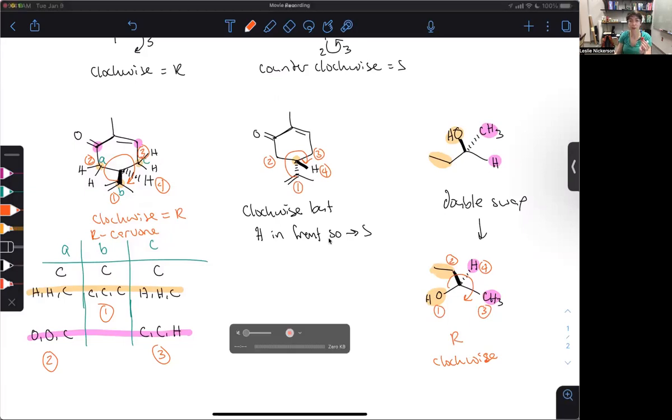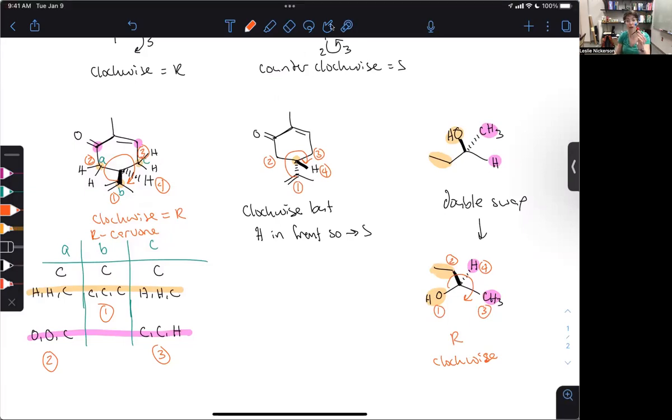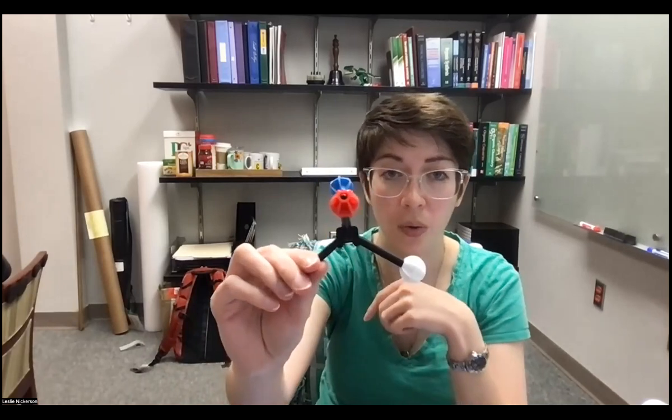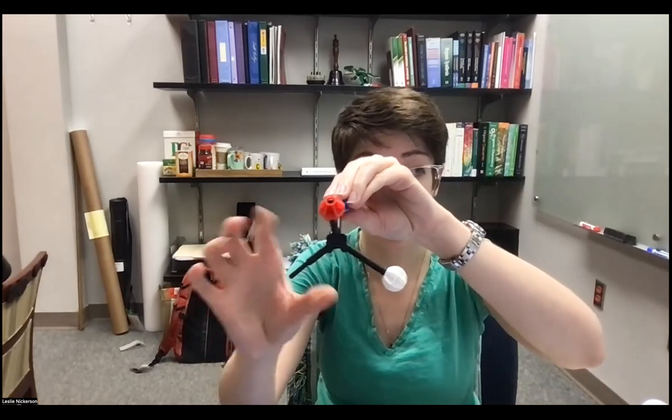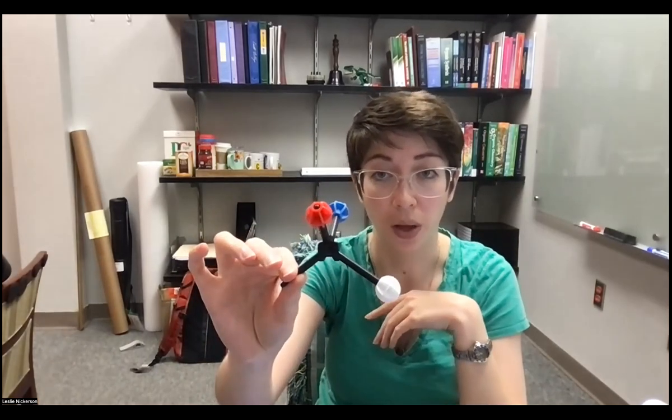Okay, so I did this from the camera perspective, so it should work out okay. So this is what we have, right? So this is our alcohol going towards you. The white is our ethyl group, that was our second priority, and then the blue is our third priority, and then 4 is my hydrogen that I'm holding.